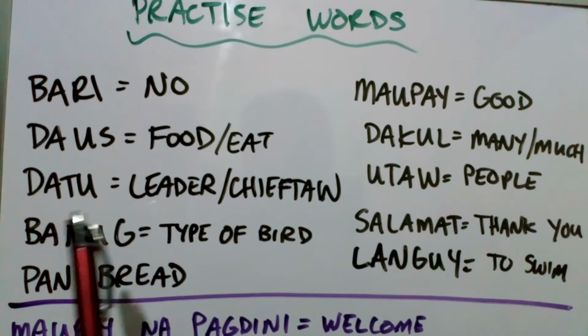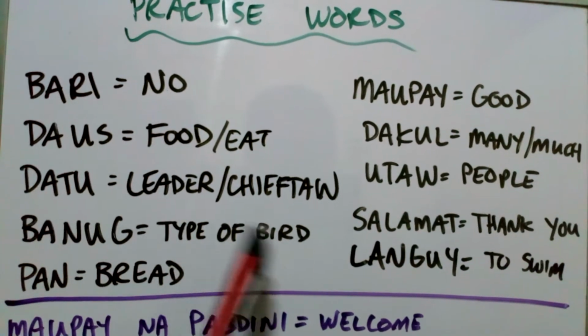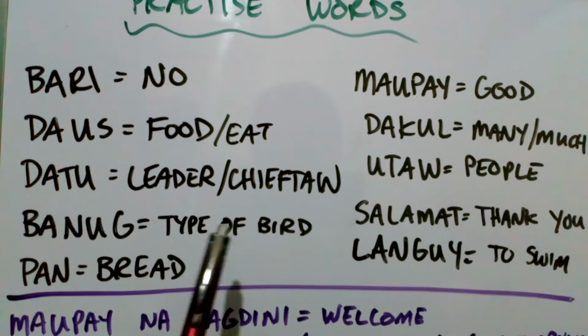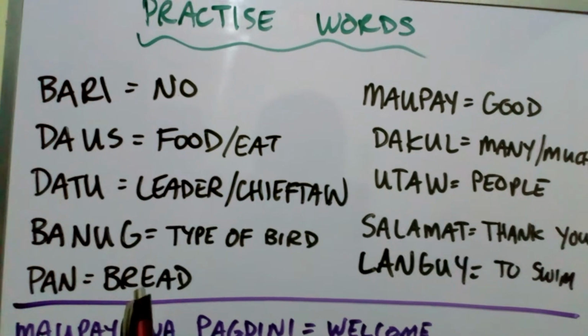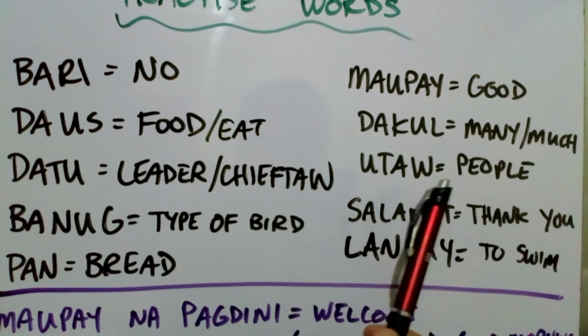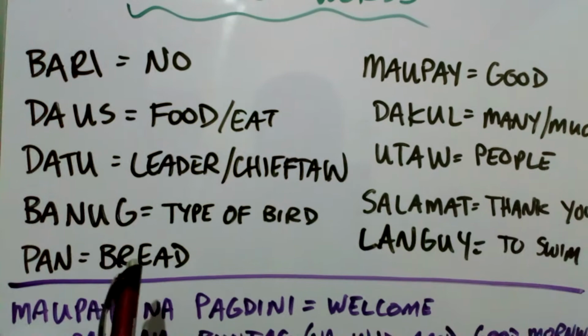Datu is the next one, which means your leader or chieftain, right? A chieftain, a leader, the leader of a tribe or a chieftain of a tribe, right? A tribal leader. Utao, the one across from it, utao is people, right?